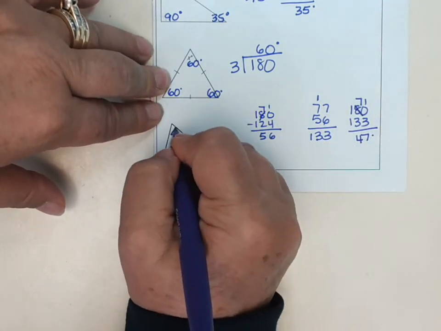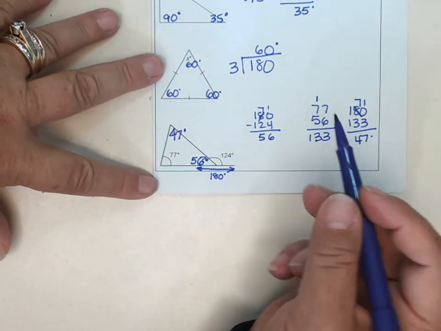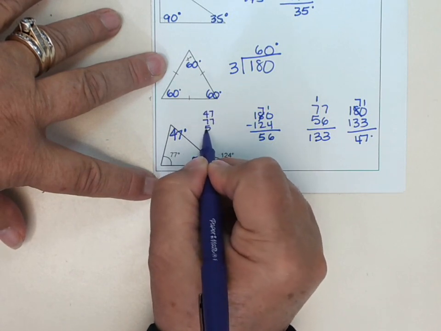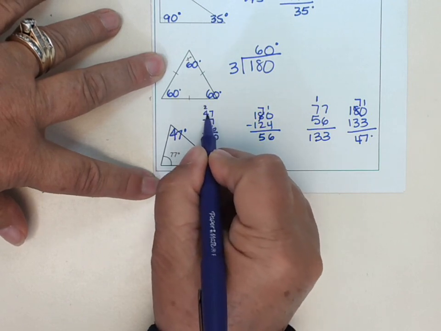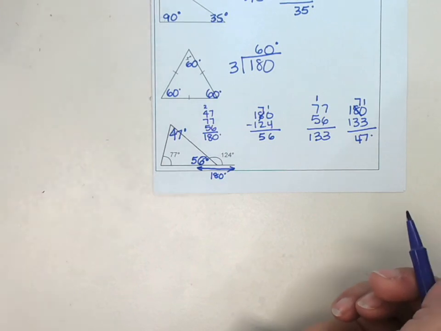47 degrees. Now, if we are correct, they should all add up to 180. So 47, 77, and 56. 14, 20. That's a good sign. 6, 13. There we go. They do add up to 180, so we are correct.